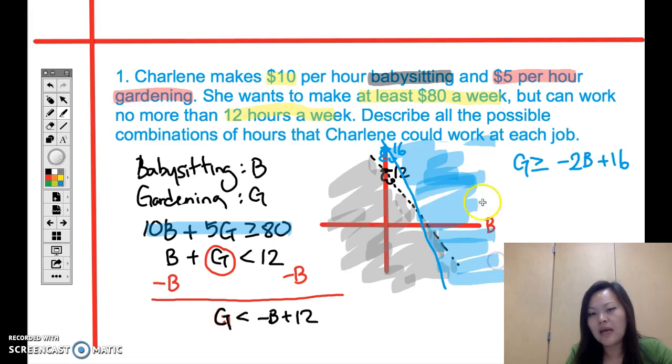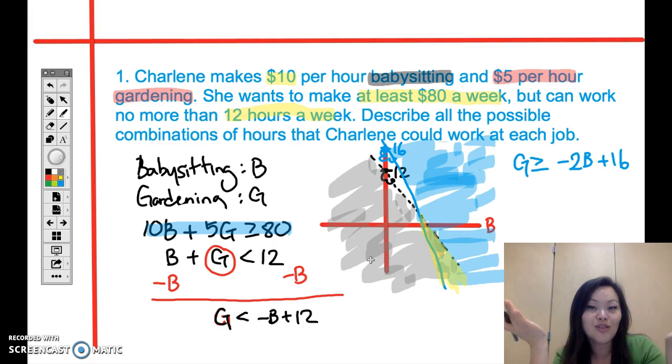So then what do you think my answer is going to be? Yeah, my answer is going to be right here, in between this and this. The reason why is because that's the only area where we shaded with both blue and gray. Okay, so now finally, look at the question, because we have to answer the question. Our point was not just graphing. It says describe all the possible combinations of hours that Charlene could work at each job. So we have to find out for each job how many hours she can work.